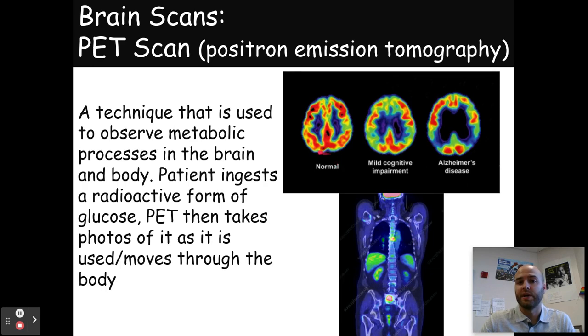You can see here, it lights up in your brain as the glucose goes to the places that are being used. In a normal brain versus mild cognitive impairment and someone who has Alzheimer's disease. So these PET scans really tell us how much of the brain is functioning and where the function is occurring. Also, in terms of the body, where the glucose goes, you can see this person, they identified cancerous tumors because of where the glucose gathered in and shows.